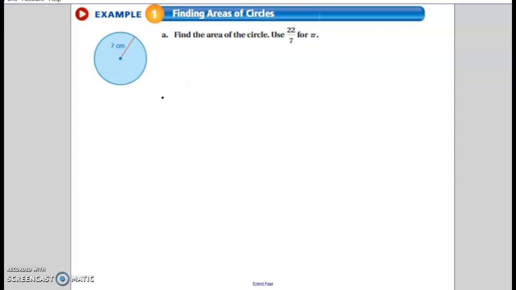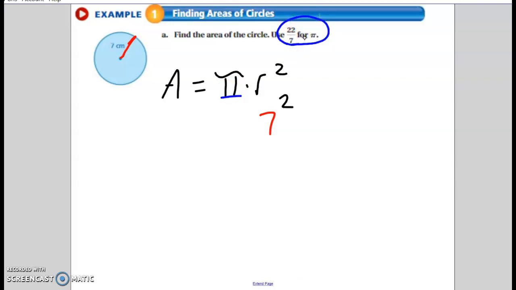So if we're going to find the area of a circle, we always do area is pi times the radius squared. Well, as it turns out, we are given the radius is 7. And so here where we see radius, we're going to put a 7. We're going to do 7 squared. And where we see pi, we're going to use 22 over 7. So we're going to go 22 over 7 times 7 squared.